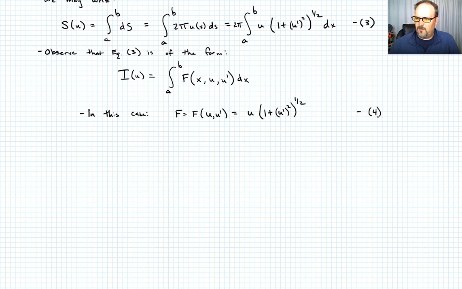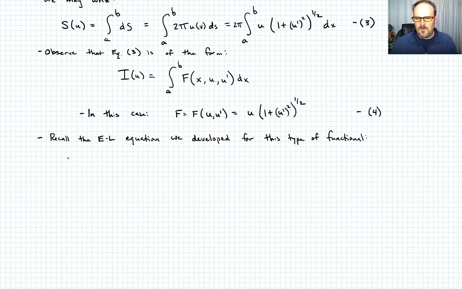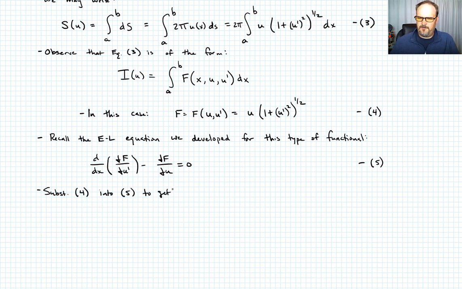Call that equation 4. And now let's recall the Euler-Lagrange equation that we already had developed for that type of functional. It was d by dx of the partial of f with respect to u prime minus the partial of f with respect to u is equal to 0. Call that equation 5.